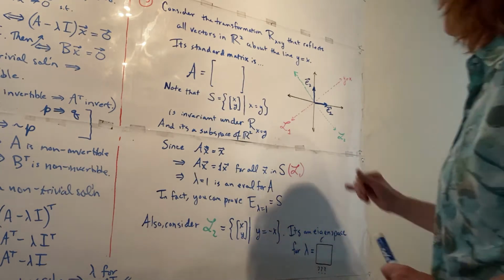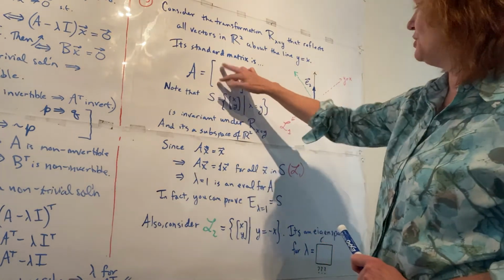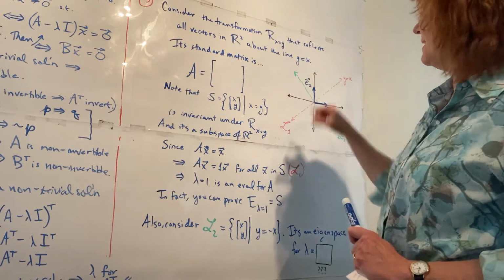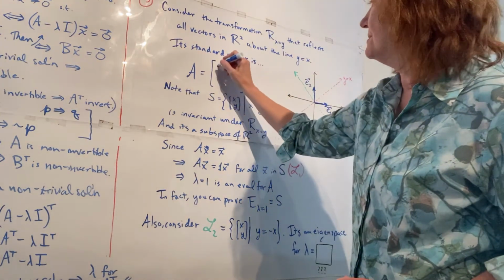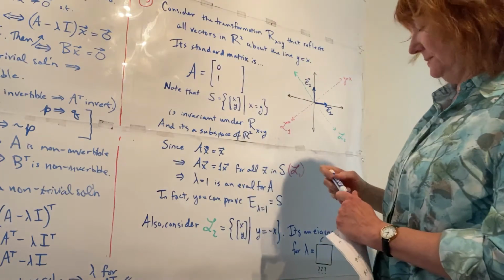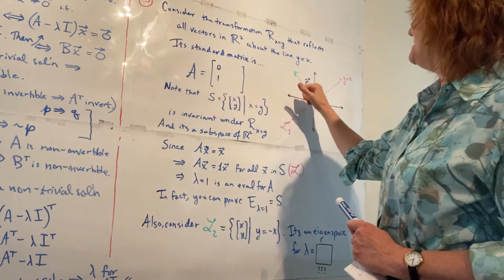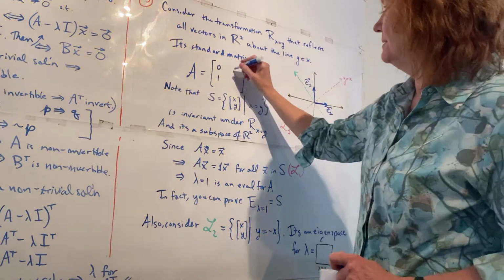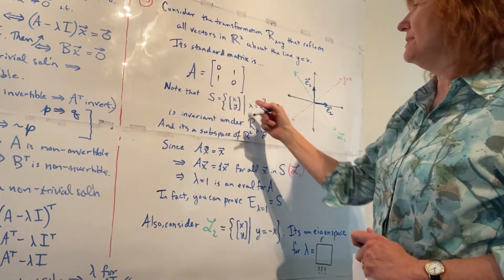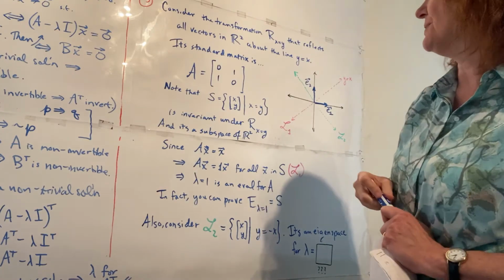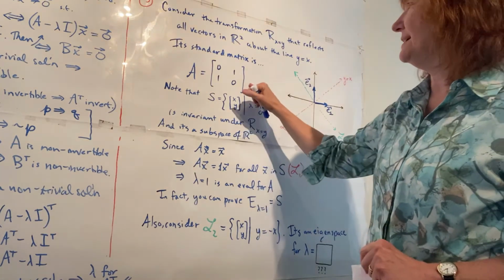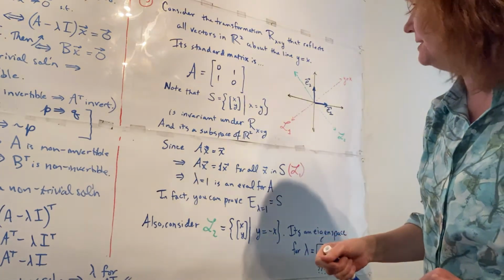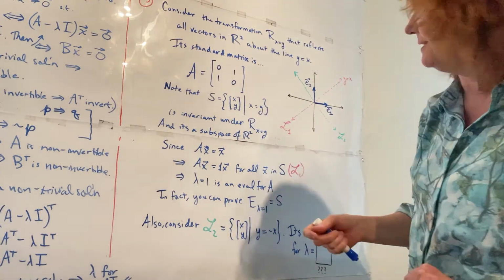What's in there? Well, the first column should be T of e1. If you reflect that about y equal to x, you land right on e2, which is (0, 1). Second column should be T of e2. If you reflect that about y equal to x, you land right on e1, which is (1, 0). So there's this matrix. That is the standard matrix for that linear transformation, right? So you're back onto everything you knew from section 1.9.